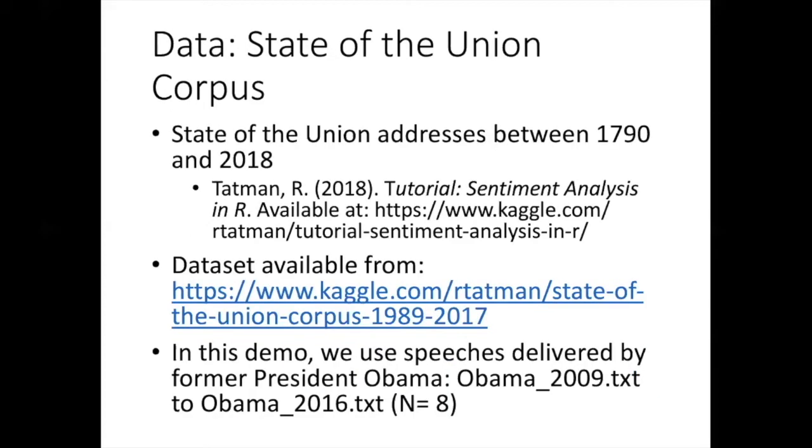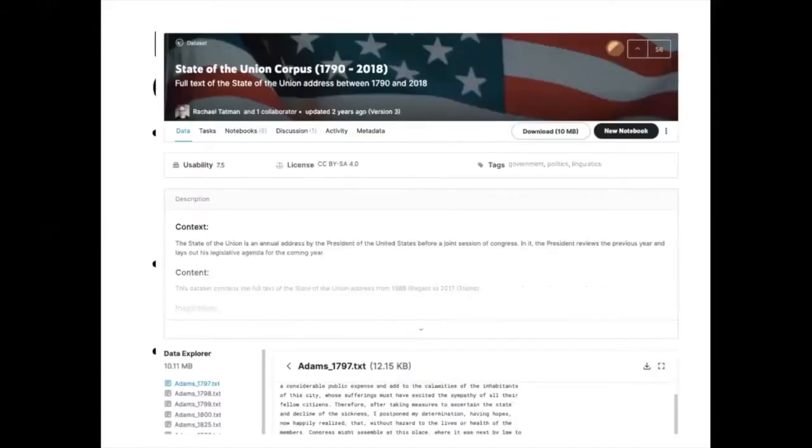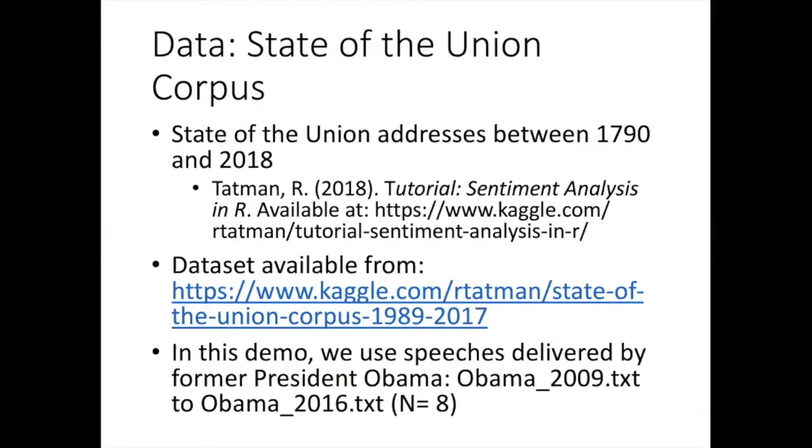In this demo, we are going to use an open sample dataset called State of the Union Corpus, which was collected by Rachel Tedman and is available from Kaggle. The corpus includes 228 files with State of the Union addresses that were given between 1790 to 2018. You can access the dataset from the link on the slide. In this tutorial, we will only use the speeches delivered by former President Obama. This subset contains 8 files, Obama 2009 to 2016, .text files.